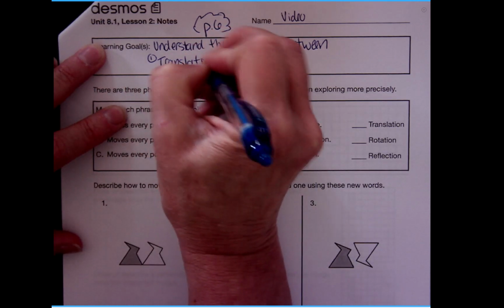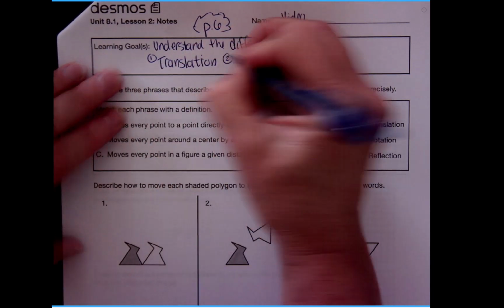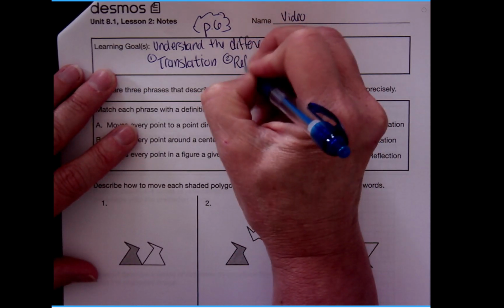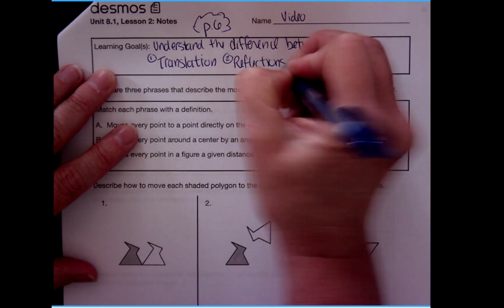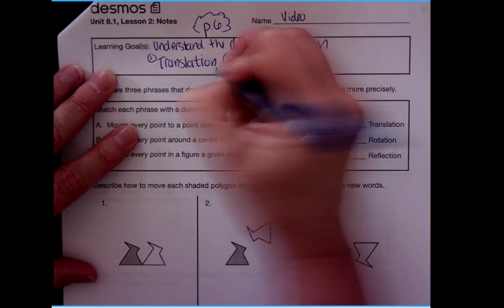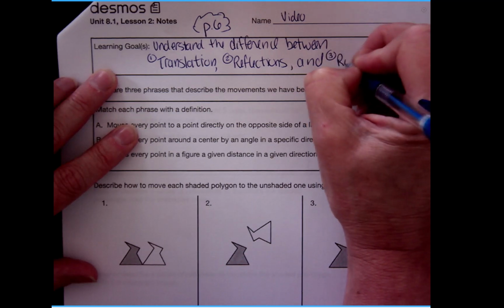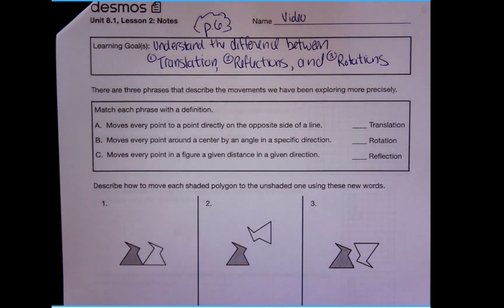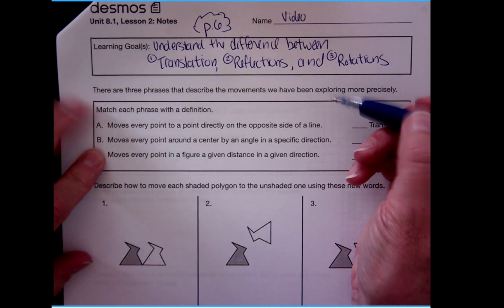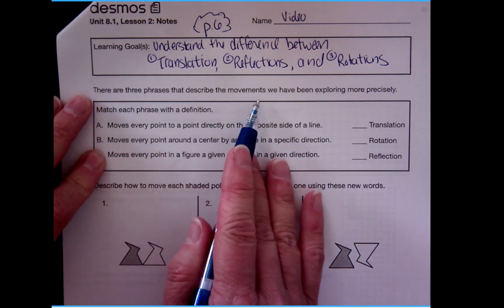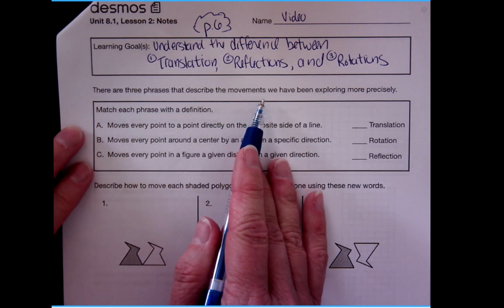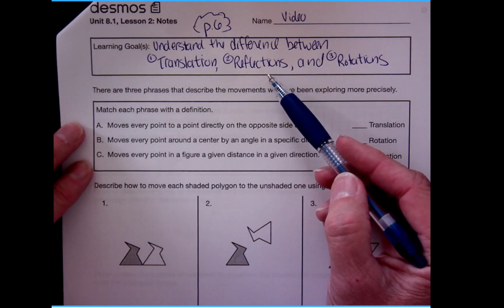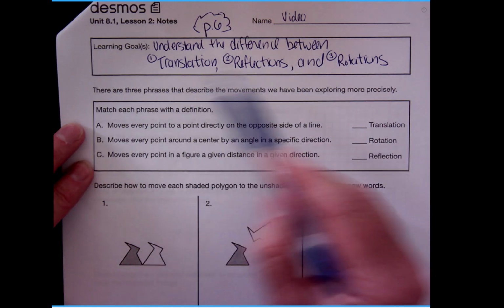We're talking about figures moving on a piece of paper here. Translations, reflections, rotations. Those were the three things that you saw in the activity in Desmos if you went through that already. There are three phrases that describe movements that we have been exploring more precisely. Instead of using slide or flip or turn, we're going to be using these words.